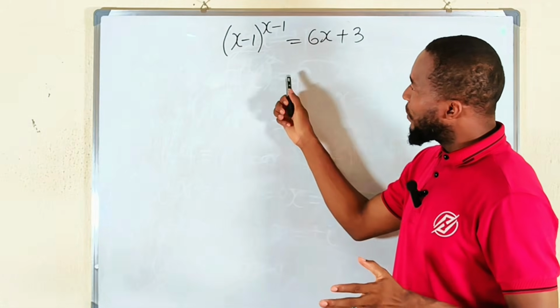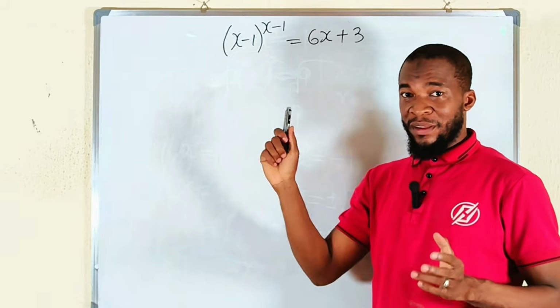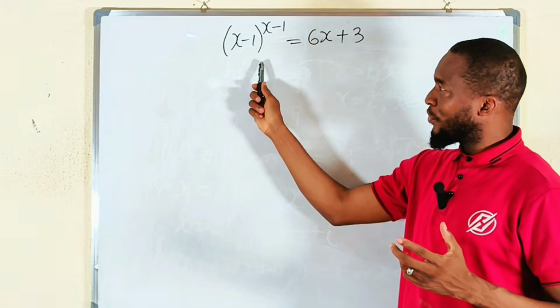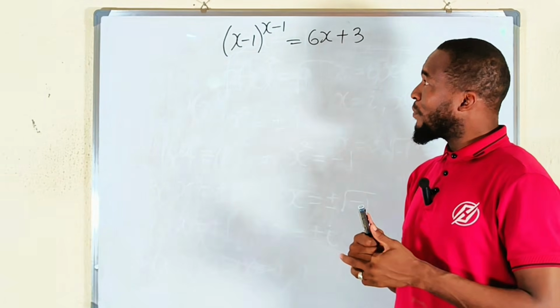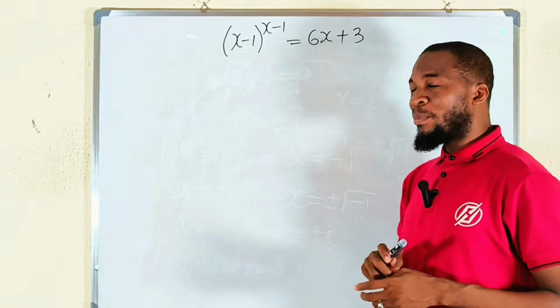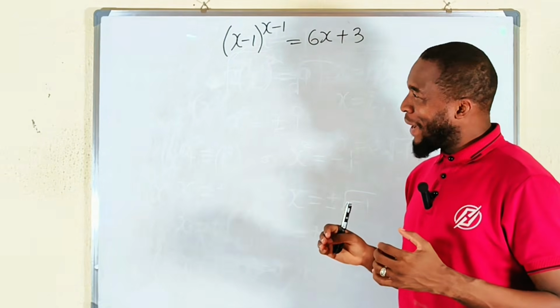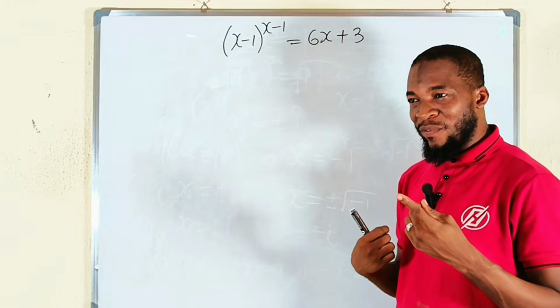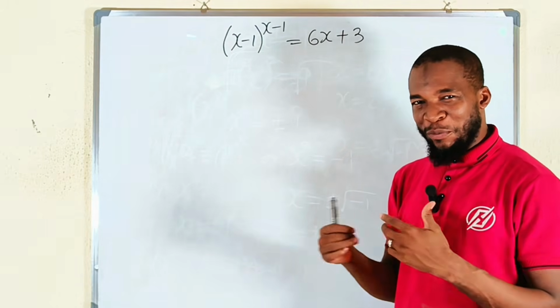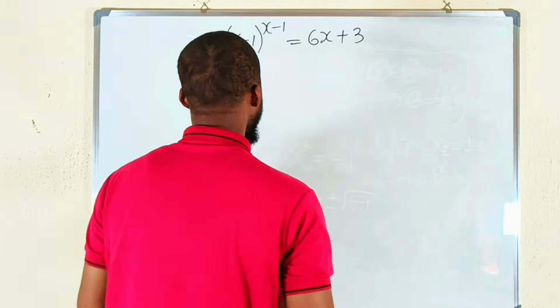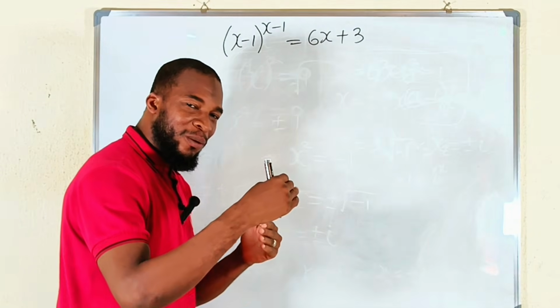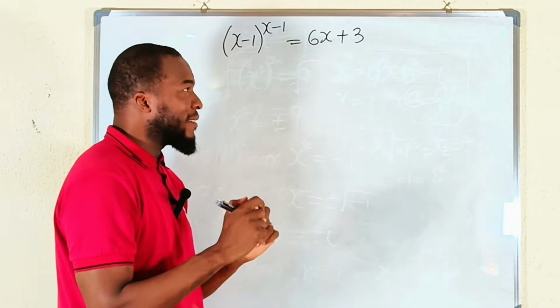I want you to solve this particular equation. This is an exponential equation: (x − 1)^(x − 1) = 6x + 3. I want you to solve this problem algebraically, but for me, I'm going to solve it through a kind of manipulation. What do we mean by manipulation? You introduce something that will make sense.